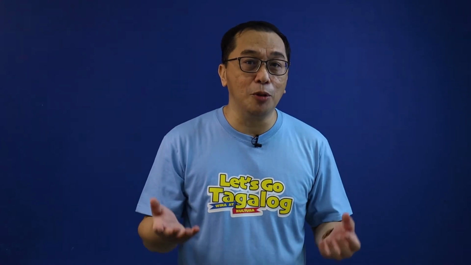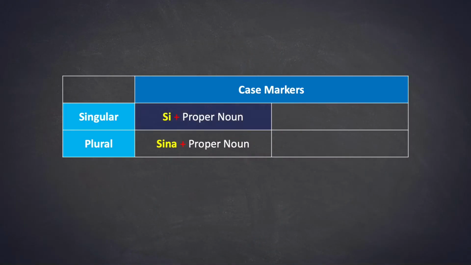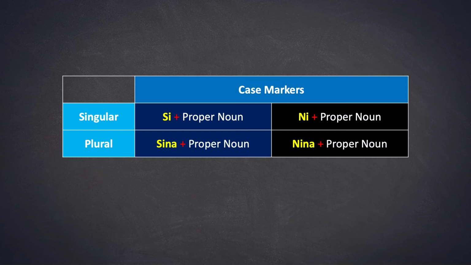We have learned in that episode that proper nouns or names of persons cannot stand alone. You need to have a case marker attached to it. For singular, we use si. For plural, we use sina. Let me introduce you to the new case markers we will use in our lesson today. Ni and nina. Ni and nina are indirect case markers that are paired with proper nouns or names of people to substitute with Group 2 personal pronouns. And it can fit into our patterns.